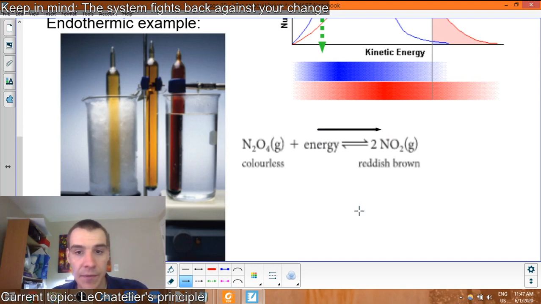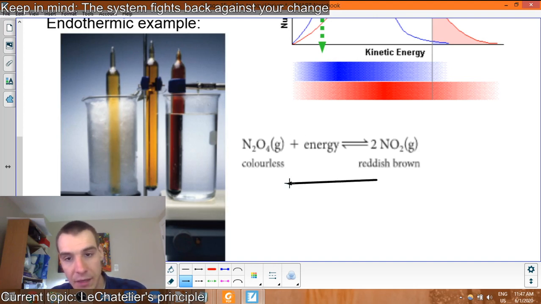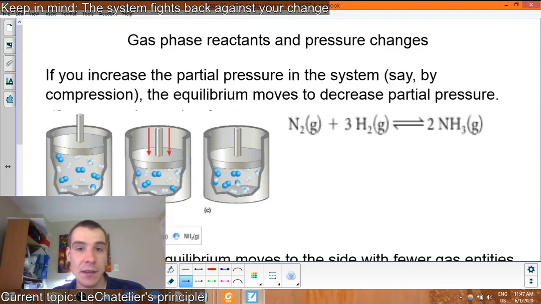It'll push that way. If you decrease the energy, it'll push to the side that makes energy. It'll release energy to compensate. That's one way to think about it. So the system fights back is basically the idea. Okay, the last piece here, gas phase, right? Gas phase is the other thing.